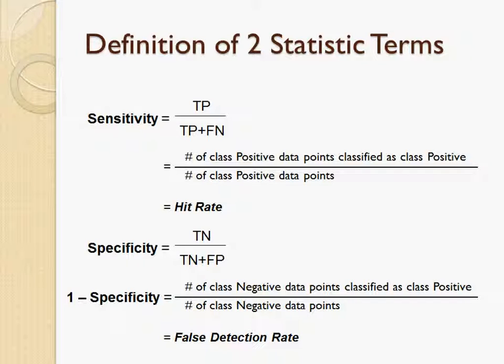It is also easy to see that 1 minus the specificity is the number of the class negative data points classified as class positive over the total number of the class negative data points. Because this is wrongly classified, I'll give another name to the result of 1 minus specificity, as false detection rate.